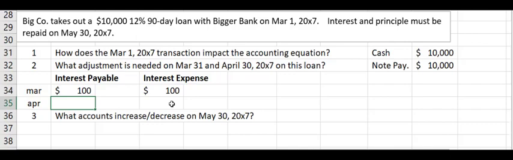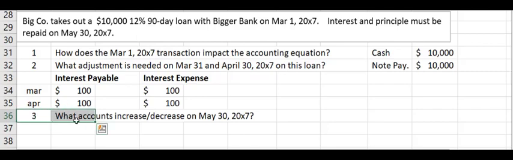What are we going to do in April? Same thing again. Now the interest payable is $200. We've put $100 in twice, right? So what's going to happen in May?